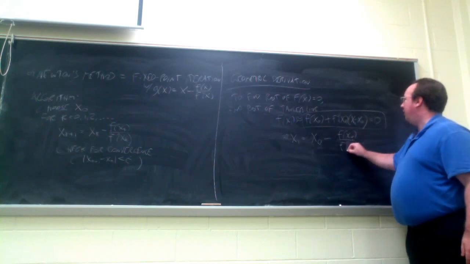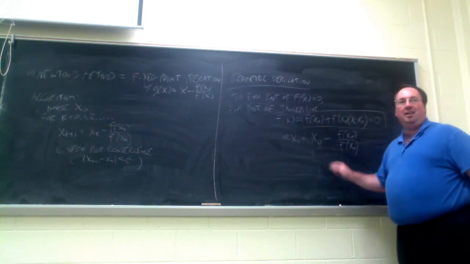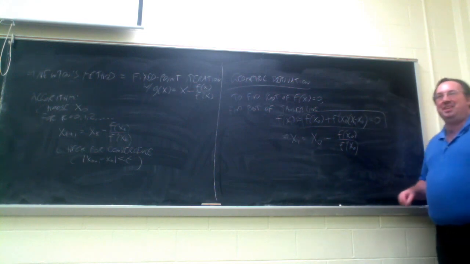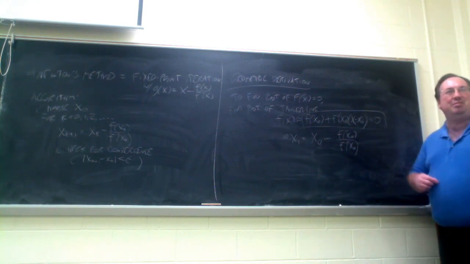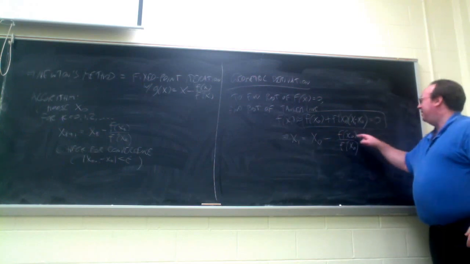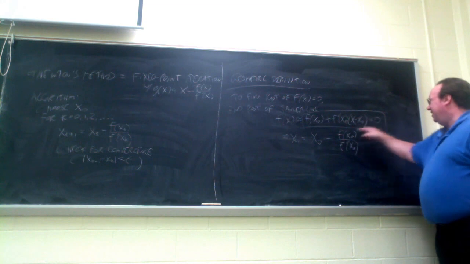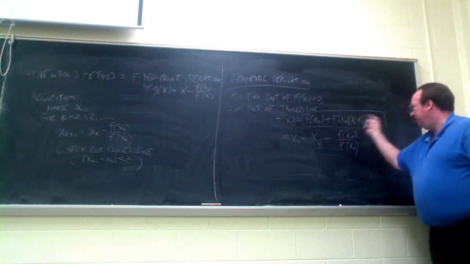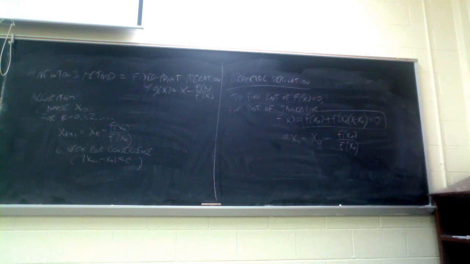Okay, that's what I said. I was wondering if someone would cheat. Friends were talking about Math 500 this morning, actually. Because you move this to the other side, divide by that, and then move the x naught over. Okay, so there's your x1 equals x naught minus f of x naught over f prime of x naught.